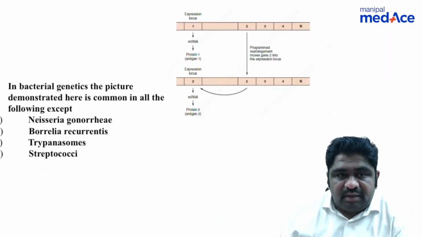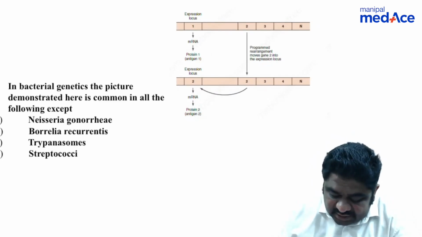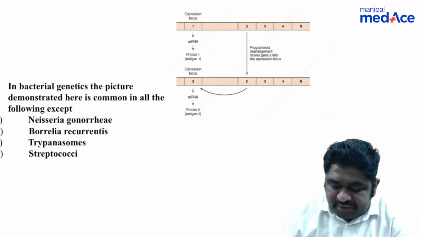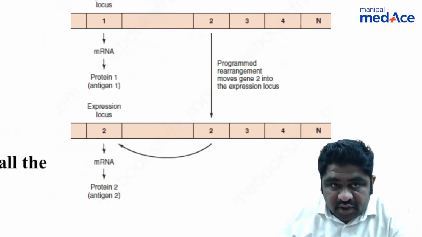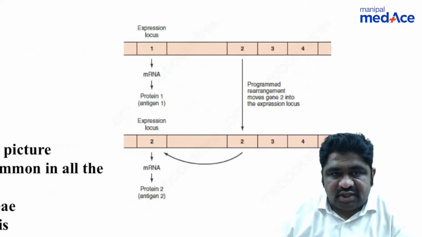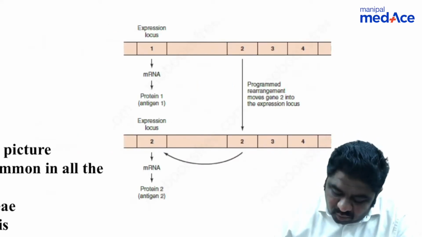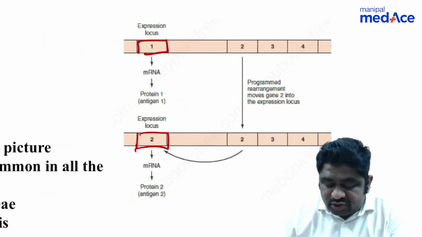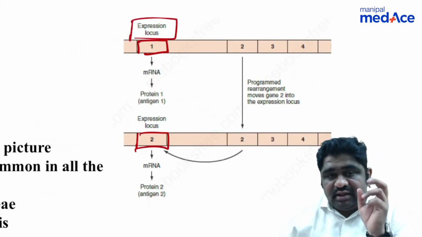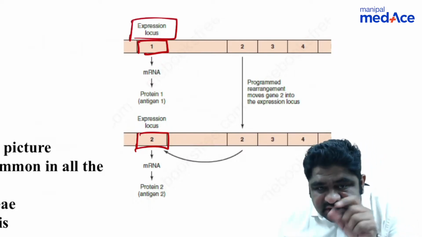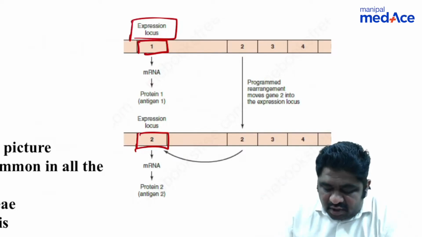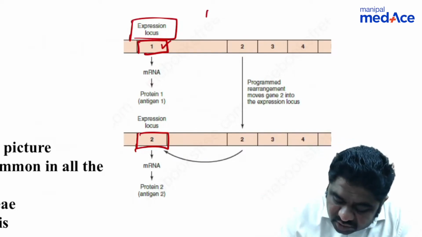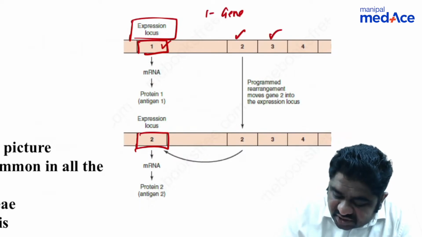Now, look at this picture and tell me what you're seeing. In bacterial genetics, the picture demonstrated here is common in all the following organisms except. Now, the picture may not be very clearly seen from that angle. Have a look at this here. Read this picture carefully. What are we seeing here? See, when we have put 1 or 2 here, these zones are referred to as expression loci. In that locus, you will see the gene present in the whole area getting expressed. When 1 is present in the expression locus, that 1 refers to the gene number. You also have 2 as the gene, 3 as the gene, 4 as the gene, N as the gene.